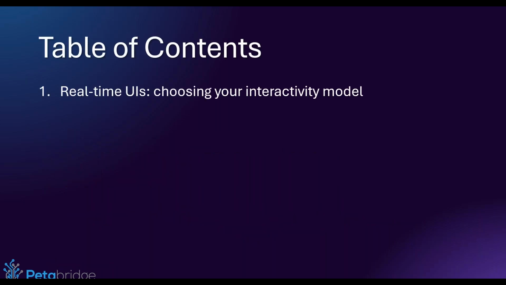So we're going to go ahead and cover a number of different facets here. The first thing we're going to start with is thinking about if you're going to build a real-time UI, your choice of interactivity model is probably the most important decision you have to make. Everything after that follows a natural set of consequences. So we'll talk about choosing your interactivity model.